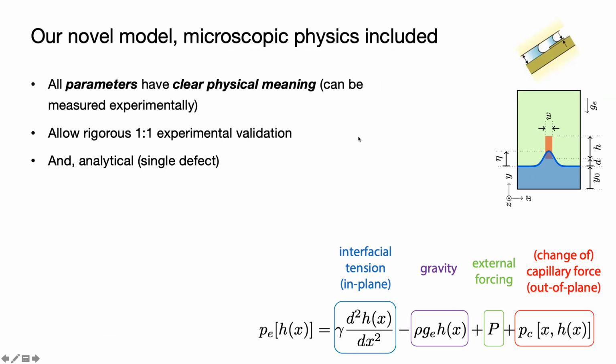Again, the beauty of this model is that all these parameters have clear physical meaning, namely that you can go and measure the interfacial tension and the effective gravity. You can measure them in the lab, the surface tension and the pore geometry, and you can design and control them very accurately, experimentally. This allows us to do this experimental validation, and also for the single defect, at least, we can do an analytical validation. We can solve the Hamiltonian. So this is what I will show you now.